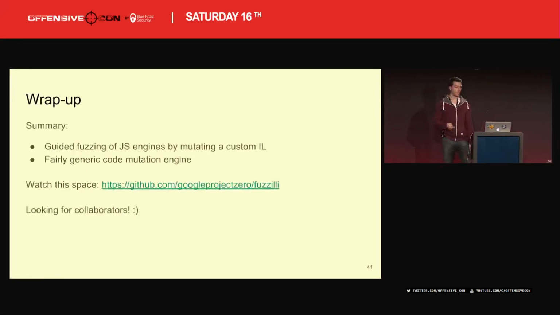But that's already it. So what have we seen? A guided fuzzing approach by mutating a custom intermediate language. Right now, this thing is a fairly, I would say, fairly generic code mutation engine.